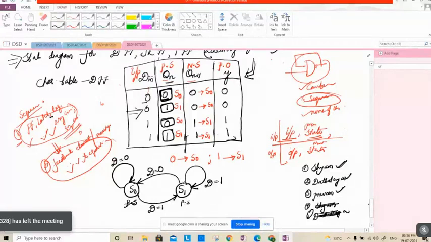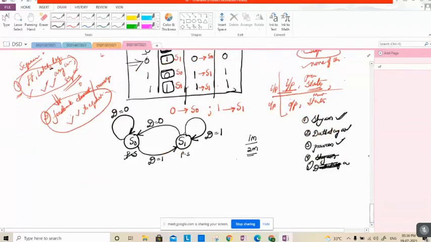Any difficulty in this? This will be given in the GATE exam for 1 mark or sometimes for 2 marks. Identify the state diagram for a D flip-flop. Just 4 multiple choice questions are there, and he will be changing the values of D here.